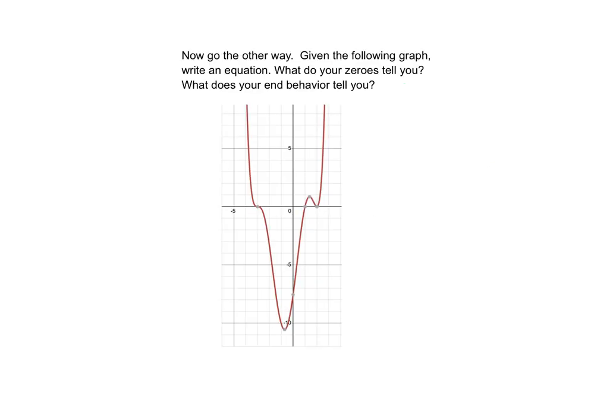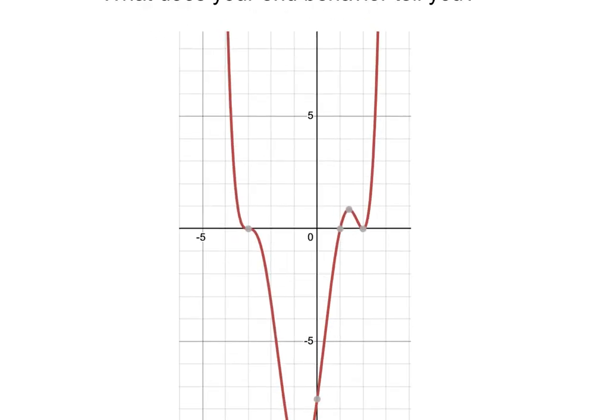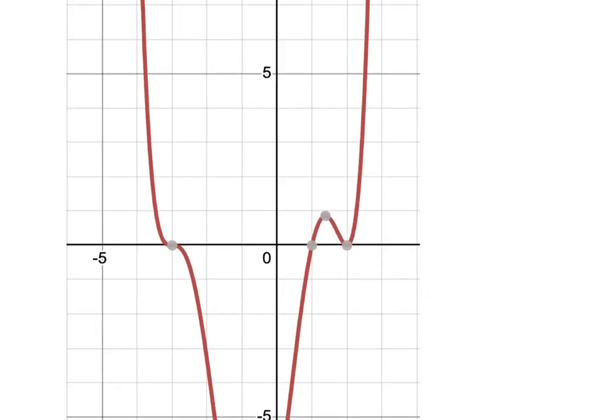And now we're just going to go the other direction. Okay, I'm going to give you a graph, and you are going to have to write a possible equation based on what it's doing at each of the zeros. Okay, so let's look here. I've got a 0 at -3.